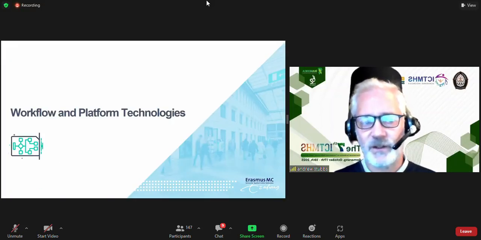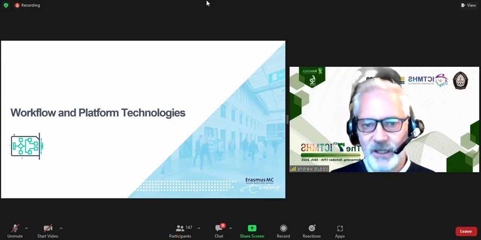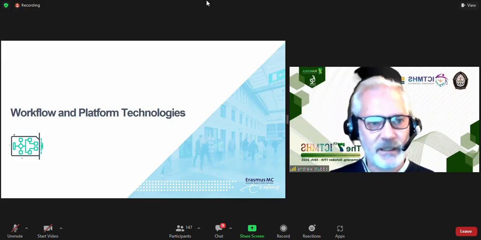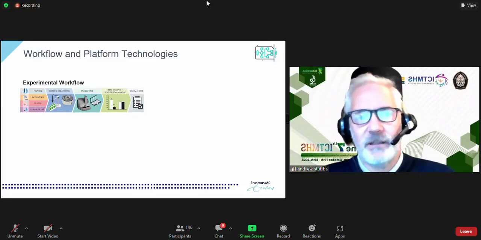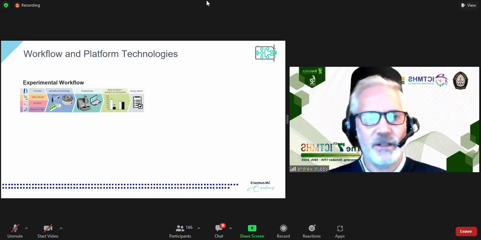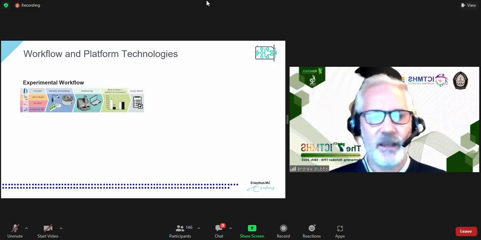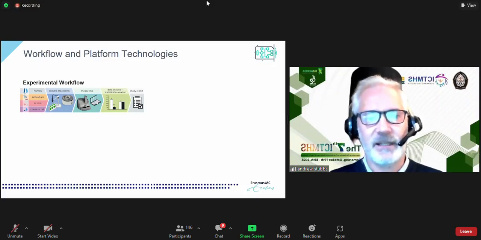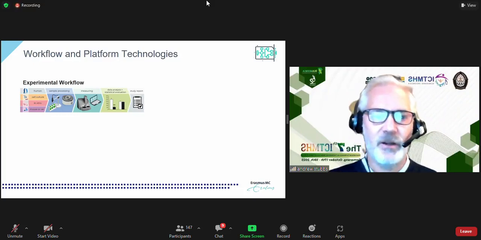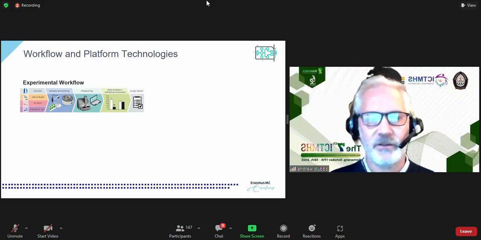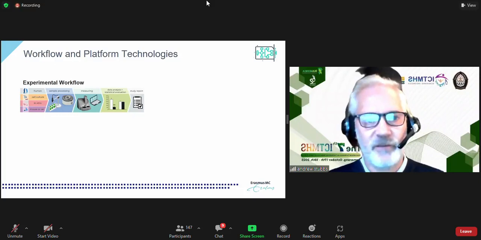So to go on to this concept that I have of workflow and platform technologies, I'm hoping that the next few slides will make it clear what I mean by this. So in any department or process, you have something called the experimental workflow. So here on the left-hand side, we have different data types. It can be human tissue, it can be cell culture, it can be in vitro assays, it can be non-human modalities such as mouse or rat, fish, or whichever animal.